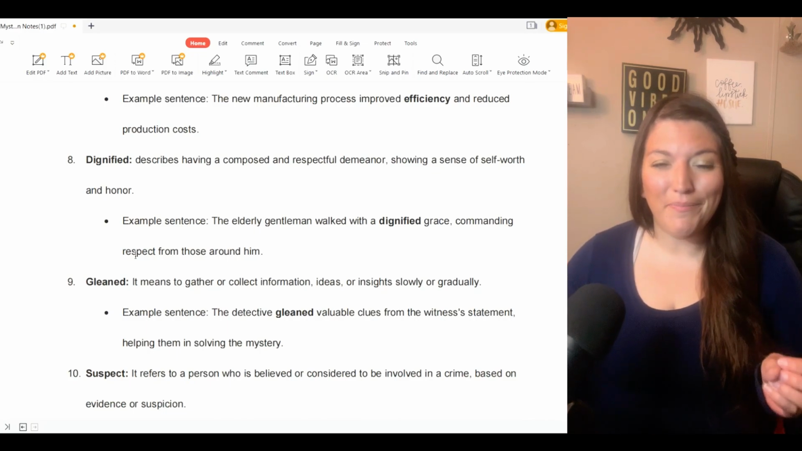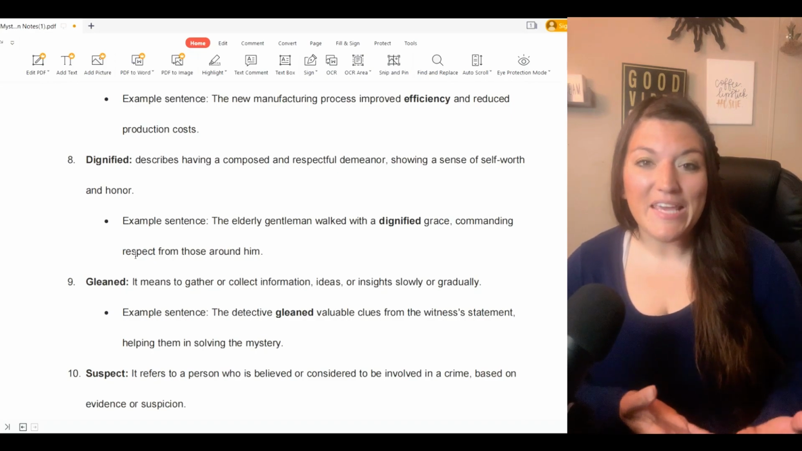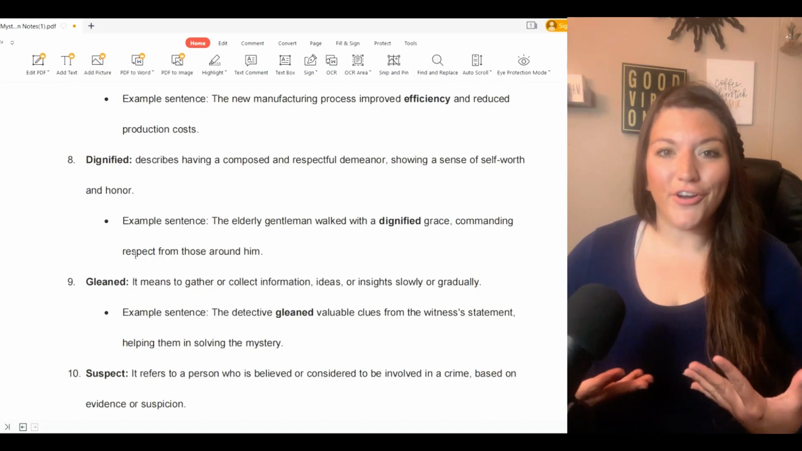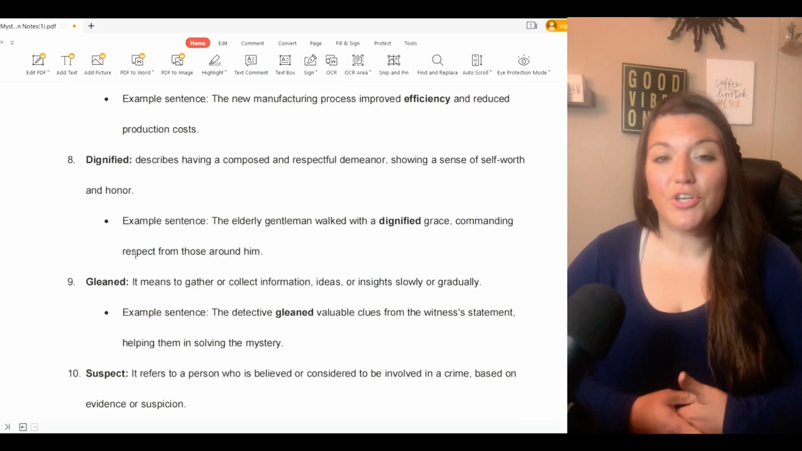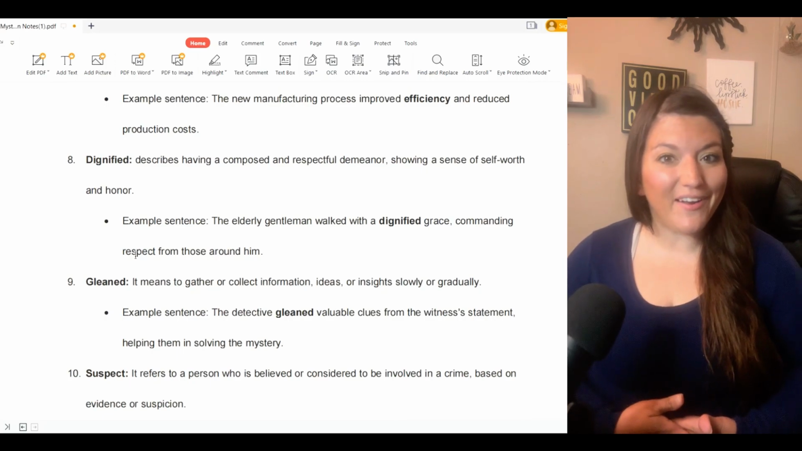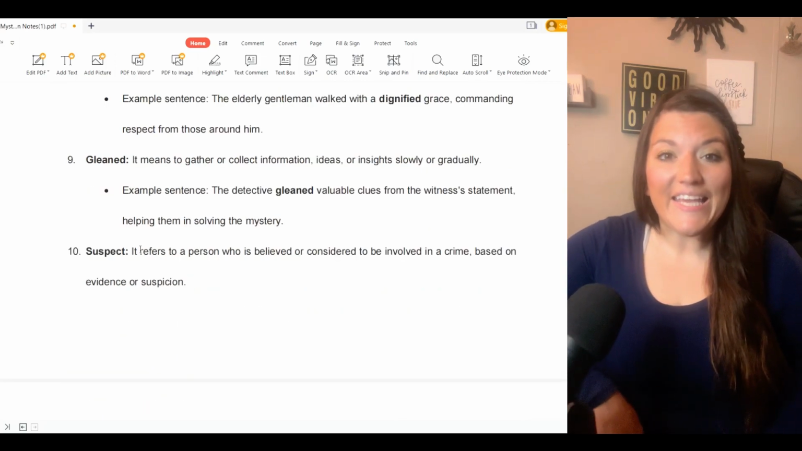Bloomberg, in the story we're about to read, is described as being someone that is dignified, holds himself with honor and respect. I'm sure you've seen people that you think are very dignified. Maybe you are dignified.